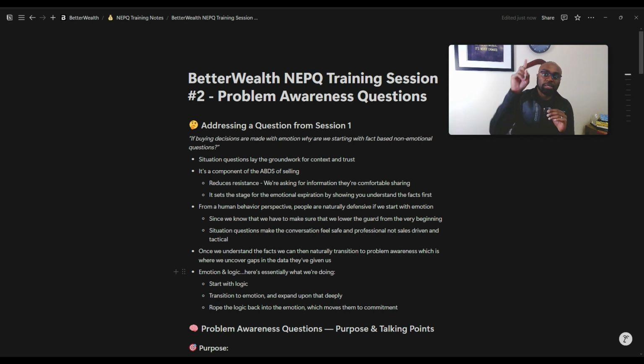It was breaking down the connection stage, what that looks like, and the purpose behind it. And then we're also breaking down the very first section of the engagement stage as well, which so happens to be situation questions. Today is going to be dovetailing directly into the very next part of the engagement stage, which specifically is a problem awareness question.